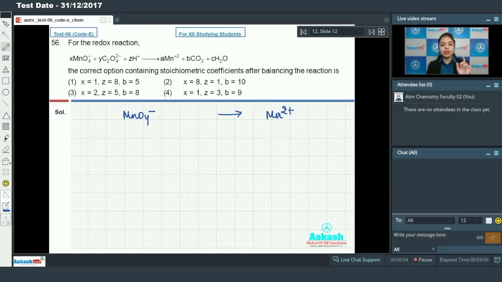Here, the oxidation state of Mn in MnO4 negative is +7, and in the product it is +2. So this is reduction, and a change of 5 electrons is taking place. So here I will add 5 electrons. Now balance the charge here. So add 8H plus and now add water. So here it will be 4H2O. So this is my first equation.